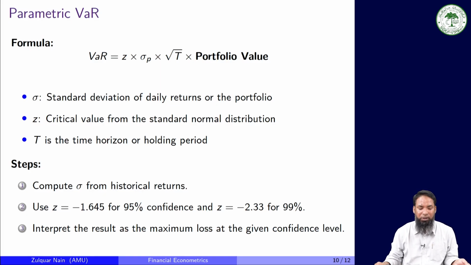First we will estimate the standard deviation from the historical returns, whether of the individual stock or the portfolio. Then we'll use the Z value, either for 95% or 99%. At these confidence levels, we know that it will be either minus 1.645 or minus 2.33. Then we'll interpret the results as the maximum loss at the given confidence level.